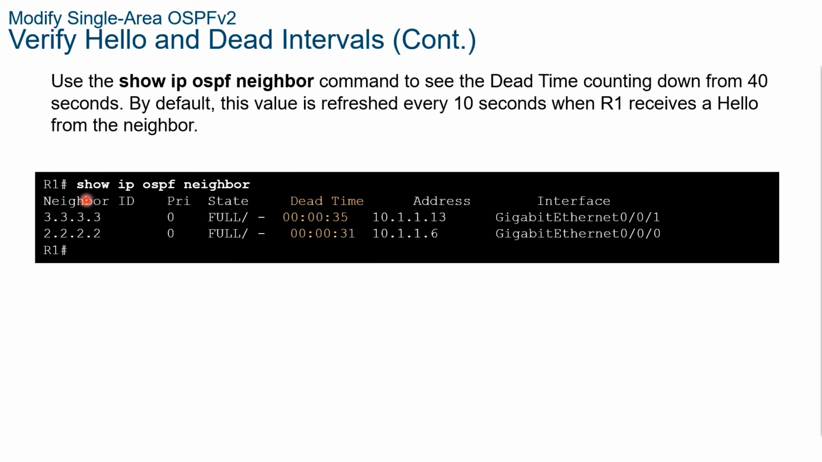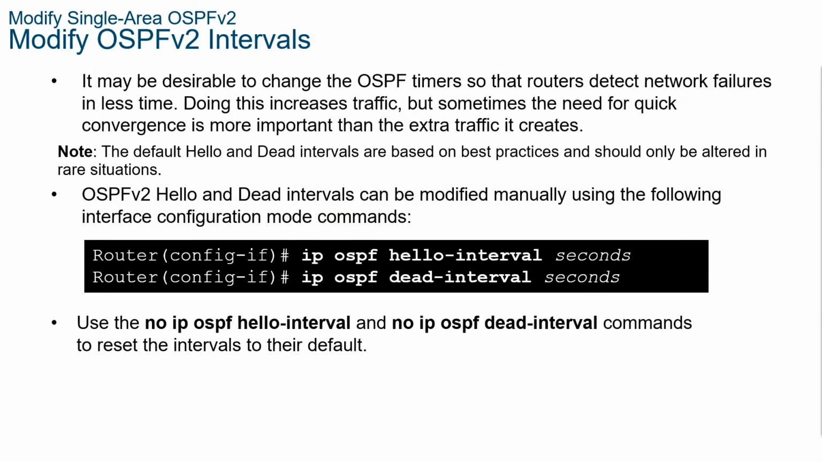Now the show ip ospf neighbor command. We can also use this to see the dead time counting down from 40 seconds, as shown in the following example. By default, this value is refreshed every 10 seconds when R1 receives a hello from the neighbor. Okay, so it may be desirable to change the OSPF timers so that routers detect network failures in less time. Doing this increases traffic, but sometimes the need for quick convergence is more important than the extra traffic it creates. Take note that the hello and dead intervals are based on best practices and should only be altered in a rare situation.